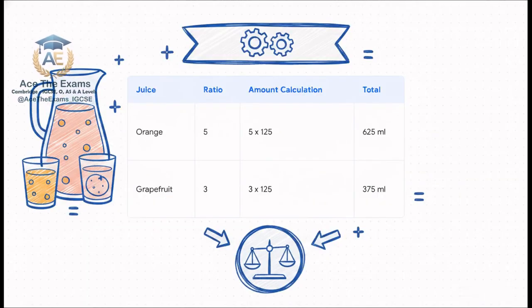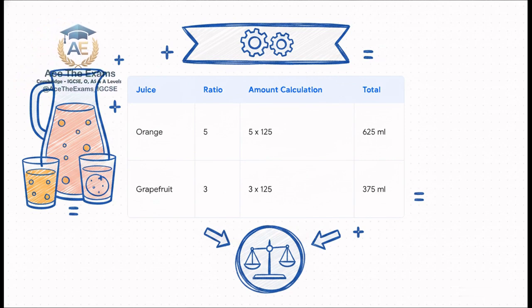Let's do a date and scan challenge right now. Look at this table. We need to mix exactly 1,000 milliliters of fruit punch, where the recipe calls for orange and grapefruit juice in a 5:3 ratio. Let's apply our framework. Step 1, 5 plus 3 equals 8 total shares. Step 2, we have 1,000 milliliters total. 1,000 divided by 8 gives us a multiplier of 125. That means one single share is exactly 125 milliliters.